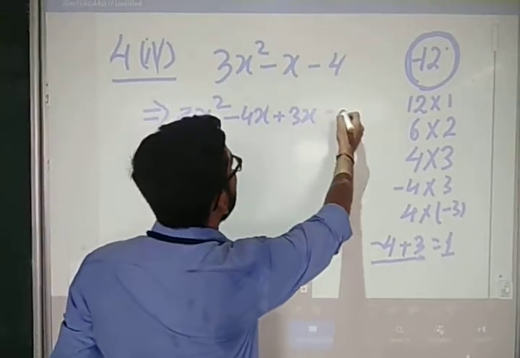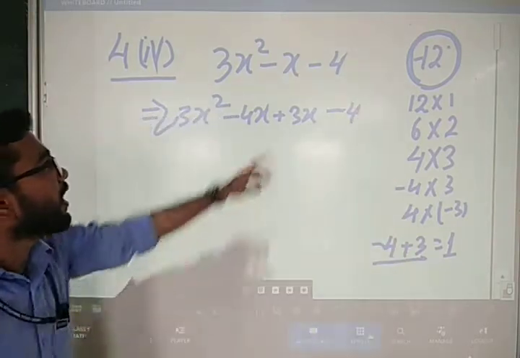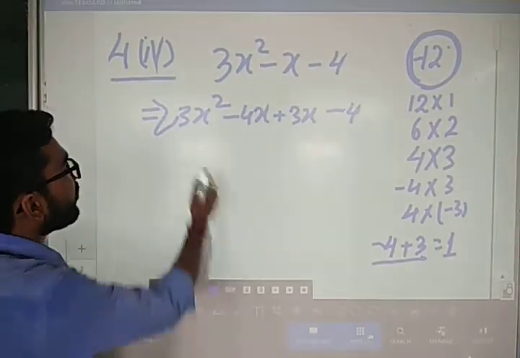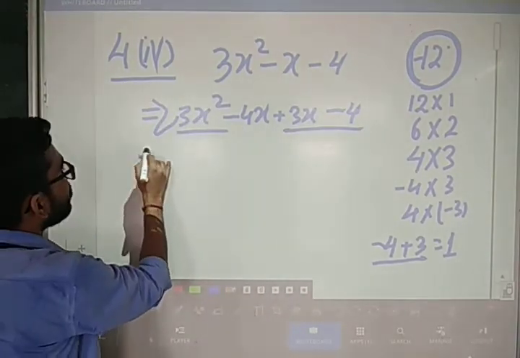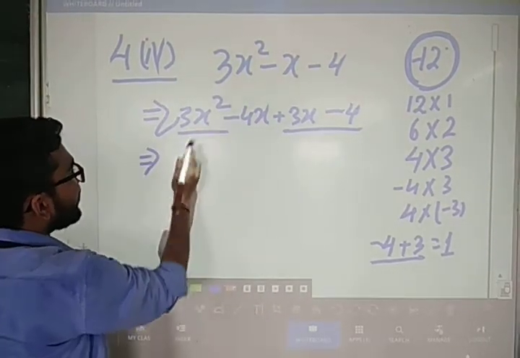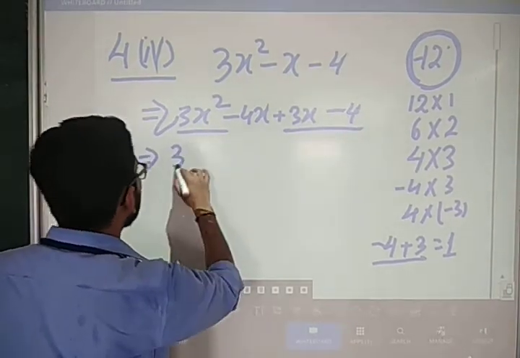Now the last term is written like minus 4. Now divide into two groups. Take what is common from these two terms. Only x is common. Sorry for that.